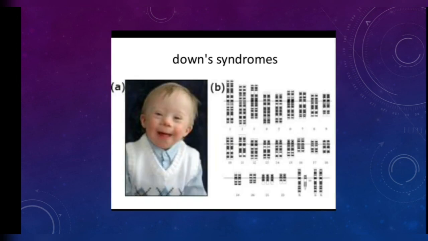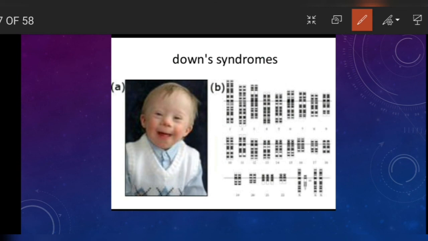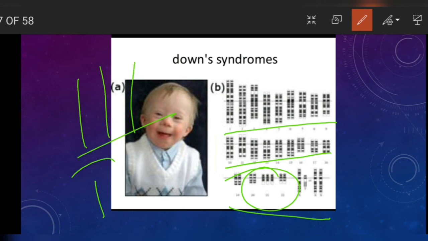The next is Down syndrome. Very clearly if you can see, Down syndrome में क्या है, सभी 46 अगर हम देखें तो सभी दो हैं except for this. Chromosome number 21 की 3 copies हैं. This is known as trisomy of 21.